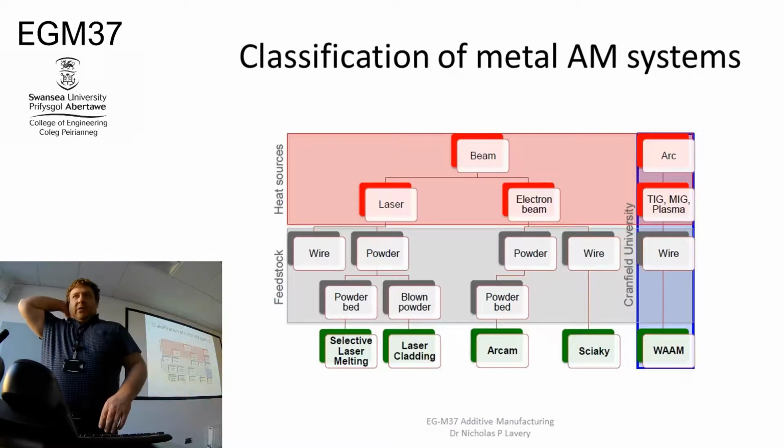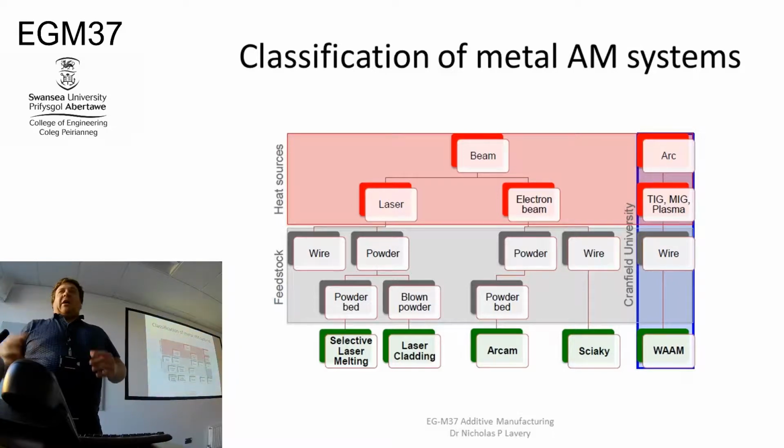But what we're going to have a quick look at is what types of different heat sources there are, and I've got a few. We've seen this before, in the actual classification of the metal systems. Primarily we'll have either a beam-based laser beam or electron beam, or there'll be arc and TIG weld and MIG and plasma welding working on the wire side.